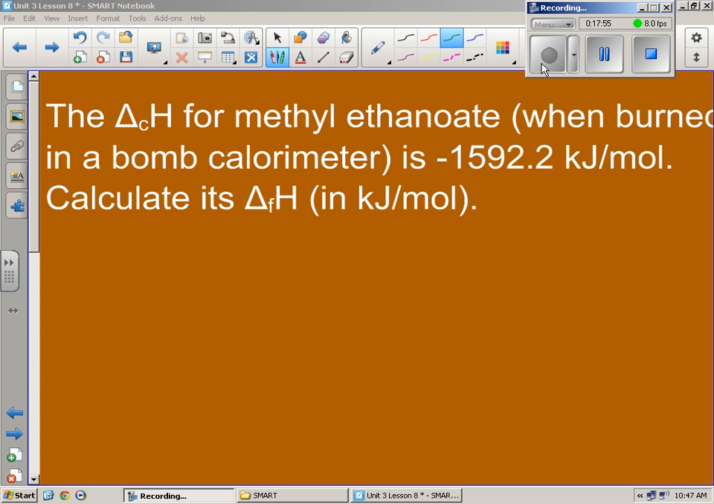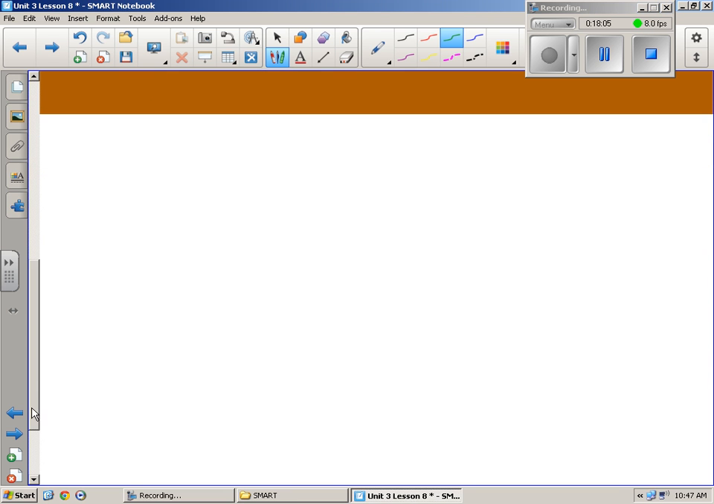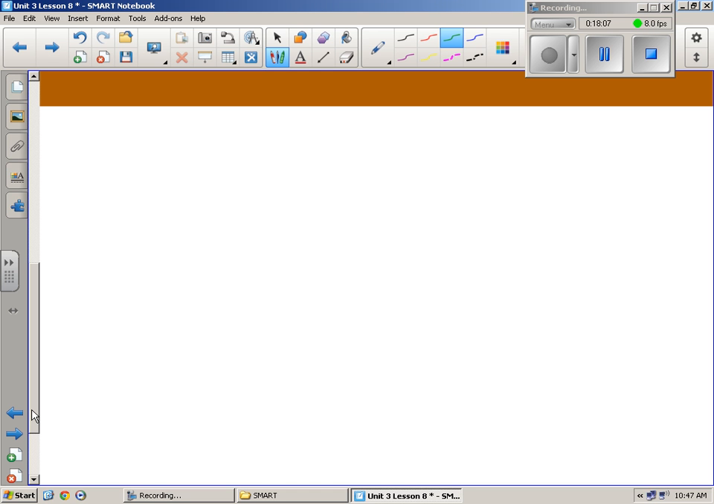So, this one, methyl ethanoate, when burned in a bomb calorimeter... Calculate delta FH, of course. Well, once again, first things first, methyl ethanoate, we probably need a formula for that. Ethanoate is the acid part, which came from ethanoic acid, which we'll talk about tomorrow. The methyl part came from methanol, of course. So it looks like that.